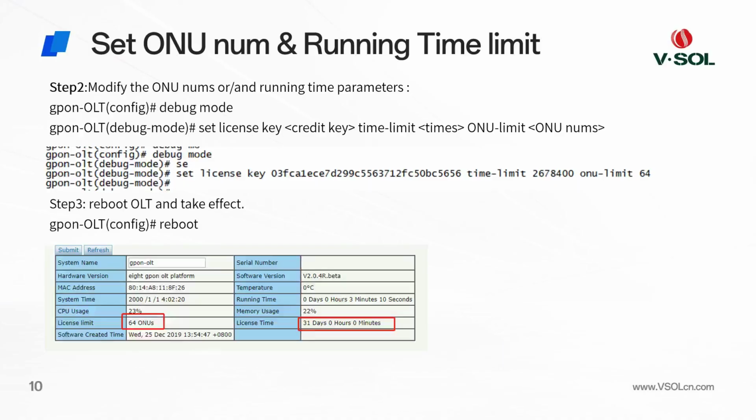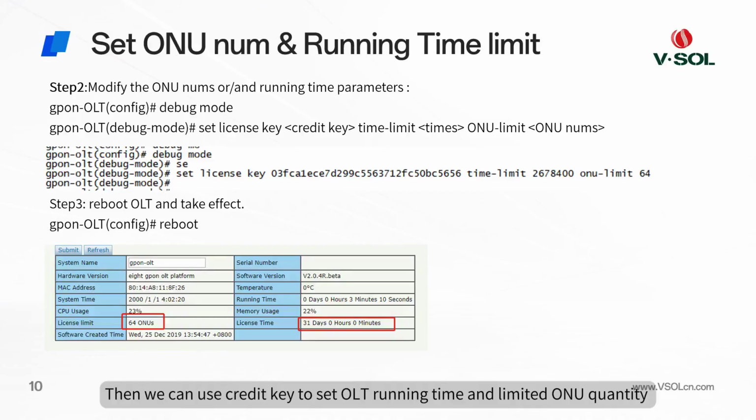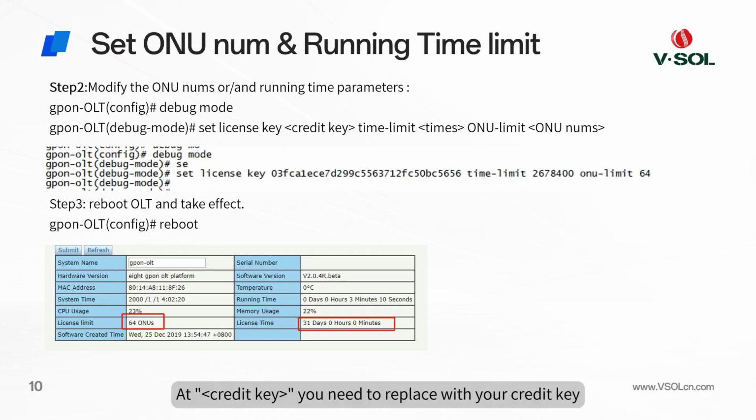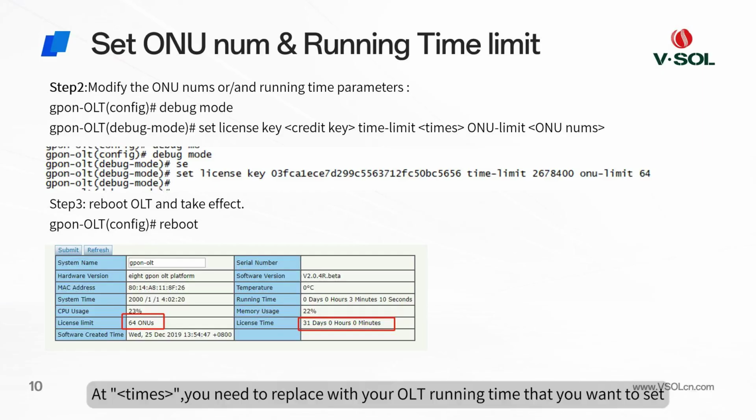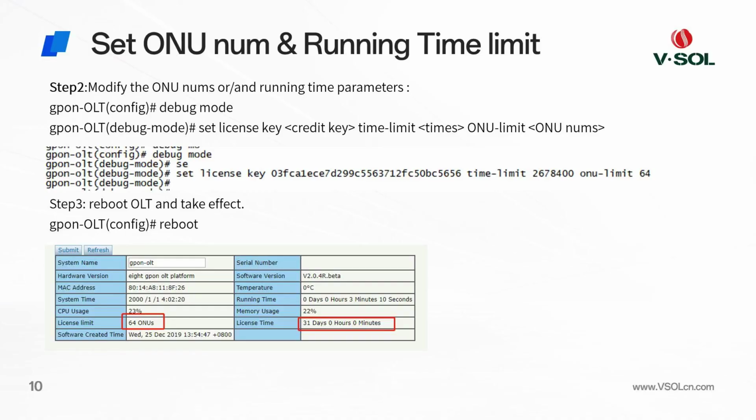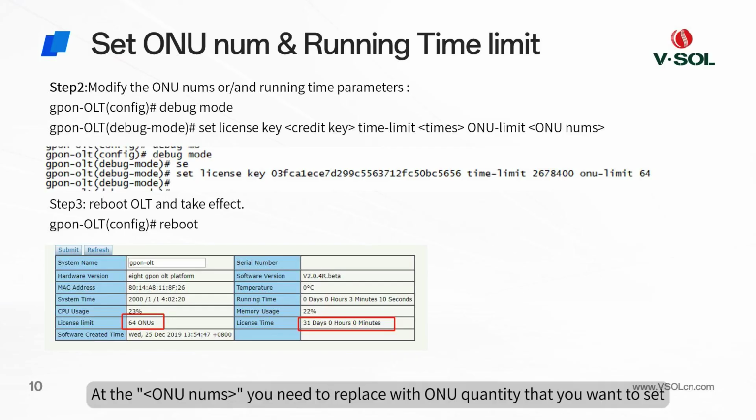Then we can use the credit key to set the OLT running time and limited ONU quantity. At the credit key, you need to replace it with your credit key. At times, you need to replace it with the OLT running time that you want to set. Time units of seconds are used here. At the ONU nums, you need to replace it with the ONU quantity that you want to set.